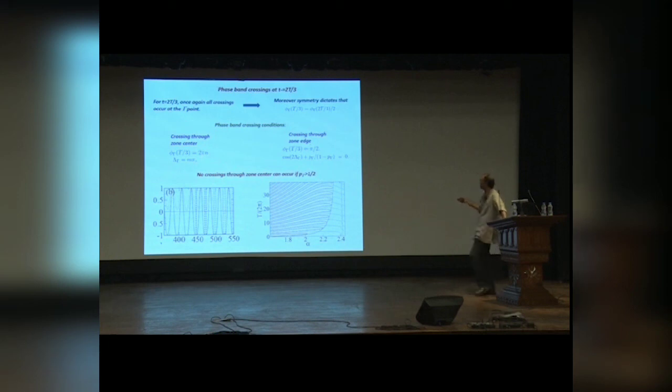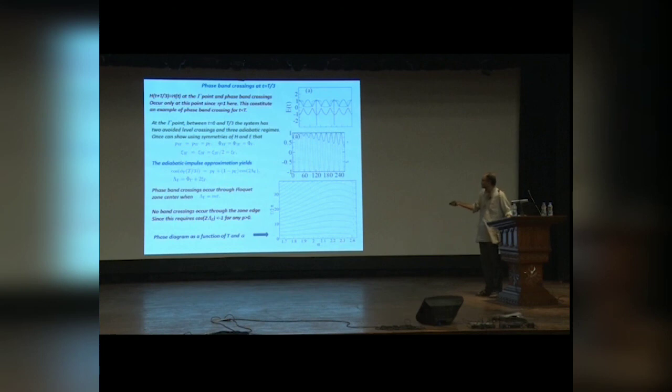However, you could also have a crossing through a zone edge, because if φ takes the value 0 or π/2 at capital T/3, then it will take the value π at 2T/3, because the same phase is also going to be gathered. Which means that cos φ_γ at 2T/3 could be -1, provided cos φ_γ at T/3 is π/2 or 0.